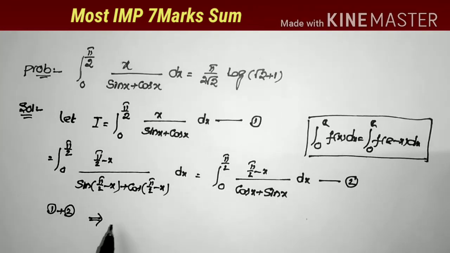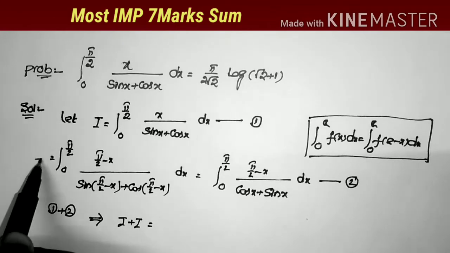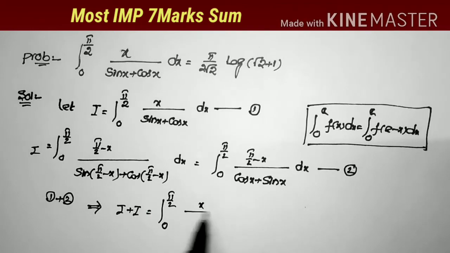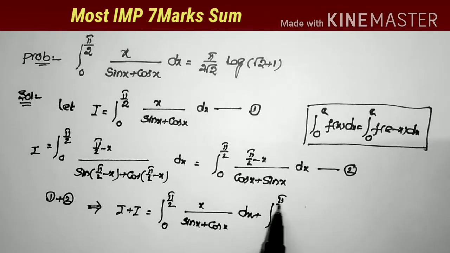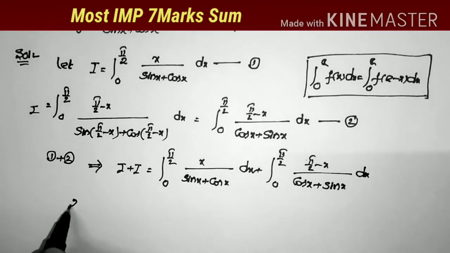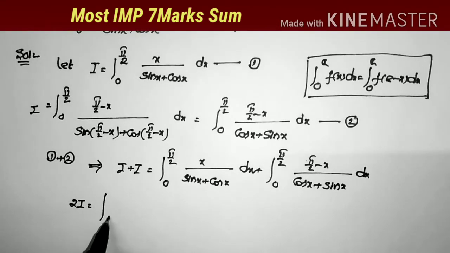Therefore, equation 1 plus equation 2, that is I plus I, is equal to integral 0 to pi by 2 of the first equation value, x by (sin x plus cos x) dx, plus integral 0 to pi by 2 of the second equation value, (pi by 2 minus x) by (cos x plus sin x) dx. So this is equal to I plus I, 2I. Here we have the same limits of integration.